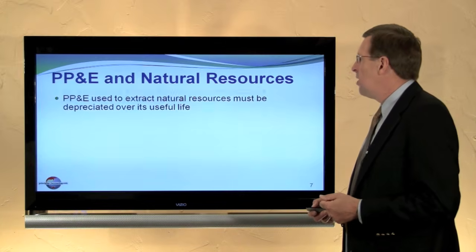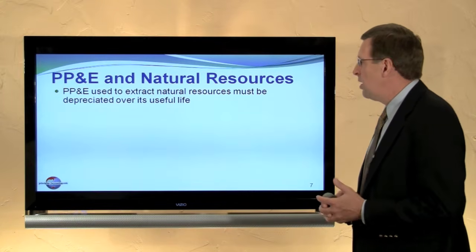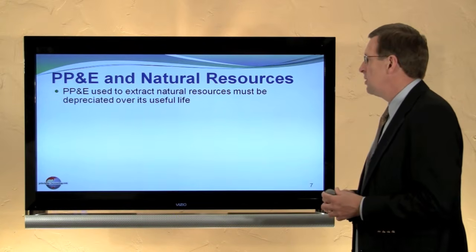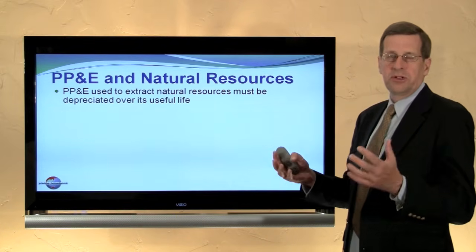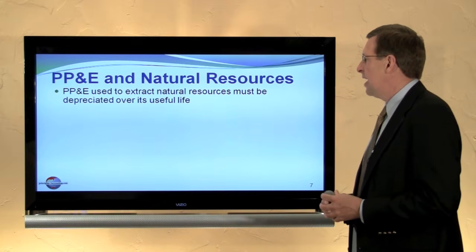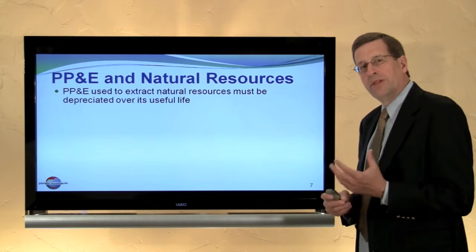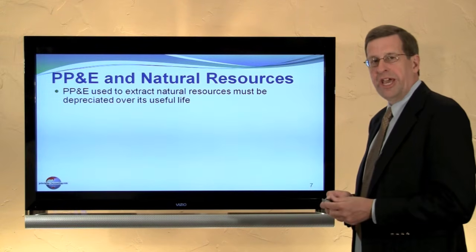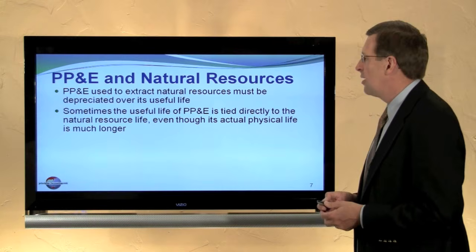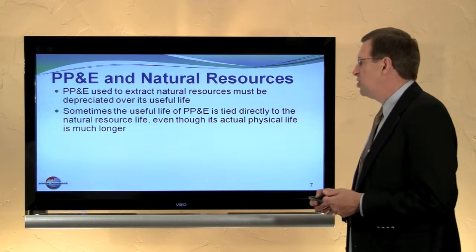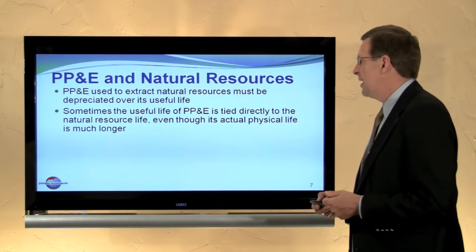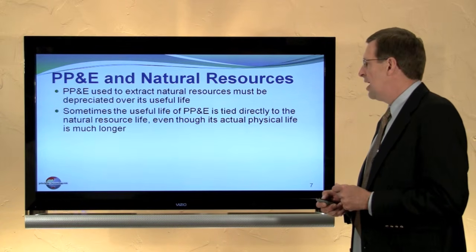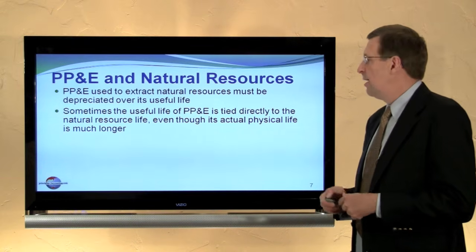So let's look further now, thinking about property, plant, and equipment assets that are used in connection with the extraction of natural resources. Obviously, we're going to need bulldozers and cranes and mining equipment and things of that nature. So we need to consider what we do with those particular assets. Those assets will not be depleted, they will be depreciated along with our other property, plant, and equipment. The depreciation period should be over the useful life of the asset. And sometimes the useful life of the asset is tied directly to the natural resource life, even though its actual physical life might be longer.